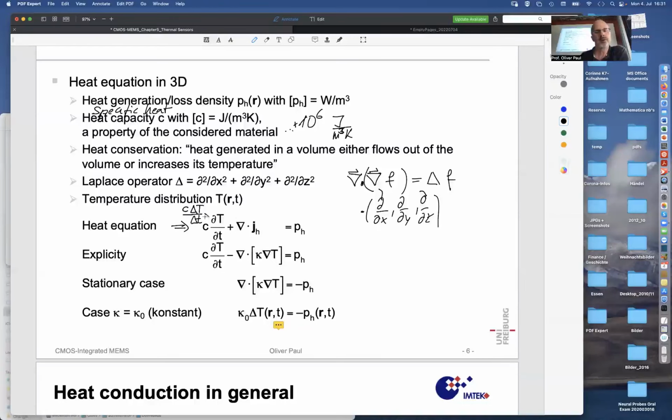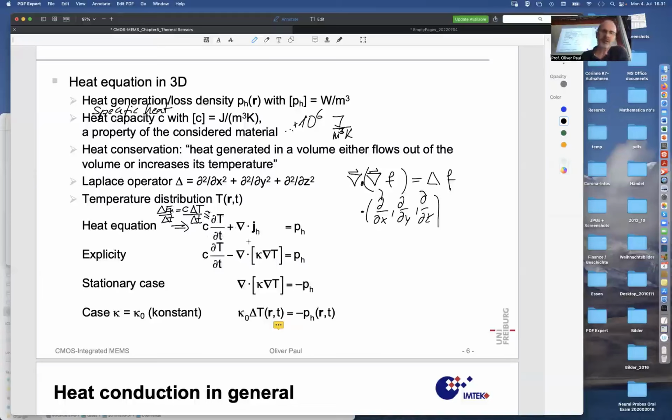So this C times delta T is the change of the inner energy, the change of the energy of the object, and if that is invested per time, we see that part of that power is invested in internal energy of the material. The material stands here, and the rate at which the temperature changes is here.